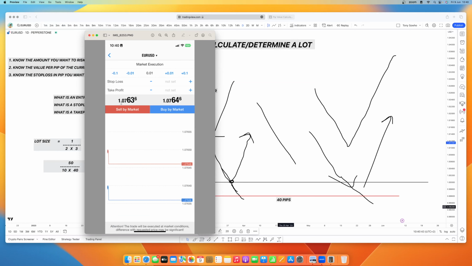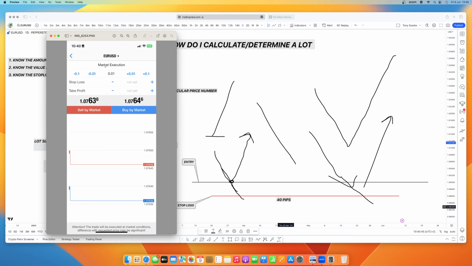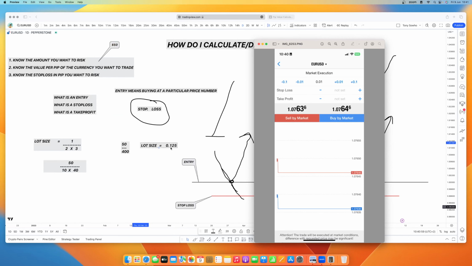You can see this is lot. We only have 2 decimal numbers, 0, and I can increase this 0.01, 0.02, 0.03. So I cannot use the 0.125 here. I cannot use the 5. So if I'm going to place this trade now, it's going to be 0.12, or I decide to put it at 0.13. So I cannot put the third number. Okay, yes. So that is how to calculate the lot size for a trade.